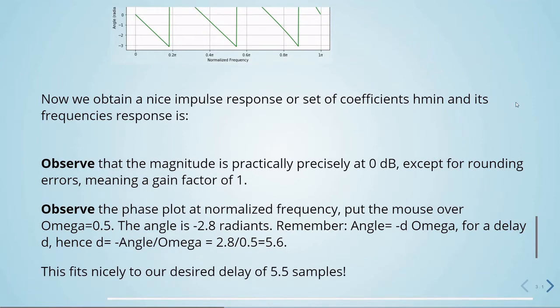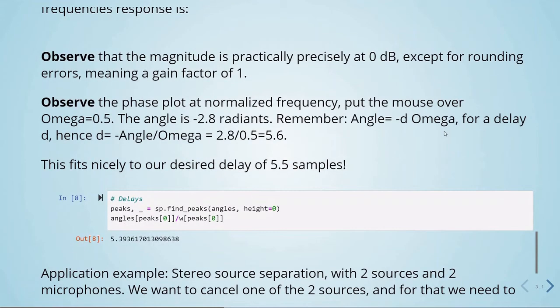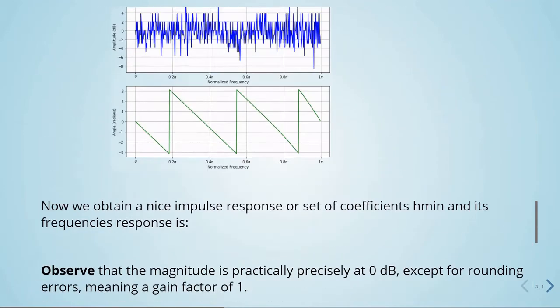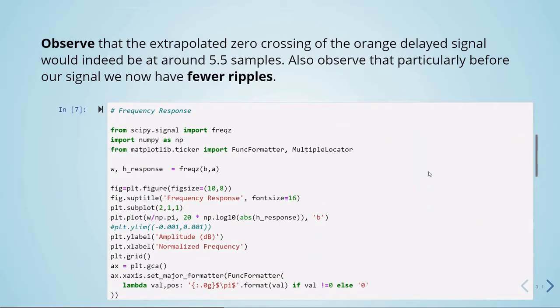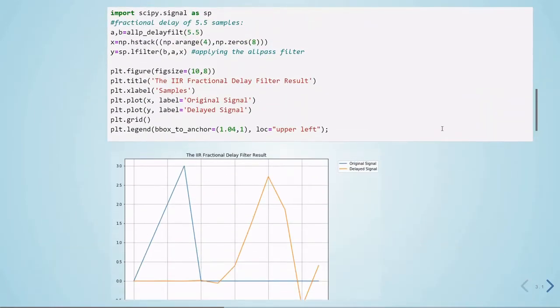And we also see the phase plot at the normalized frequency, and we can calculate if we use this here. We have 5.4, which is almost our 5.5 samples. So this is another approach. So this time we are using IIR all-pass filters.